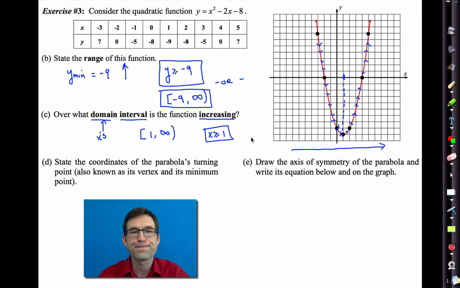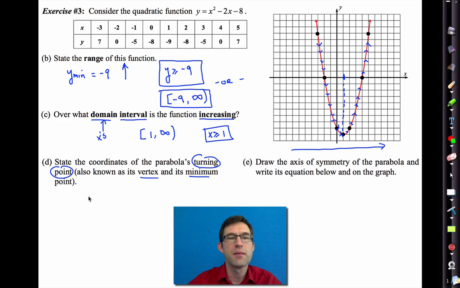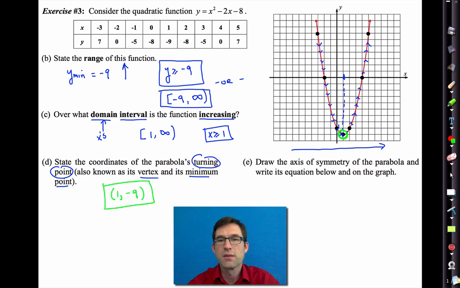All right? Now letter D, state the coordinates of the parabola's turning point, also known as its vertex and its minimum point. Okay, so those are all terms that you need to know: turning point, vertex, and minimum point. That's easy enough. I bet you know exactly what we're talking about there. That's its turning point, and it's got coordinates of 1, -9. All right, simple enough.